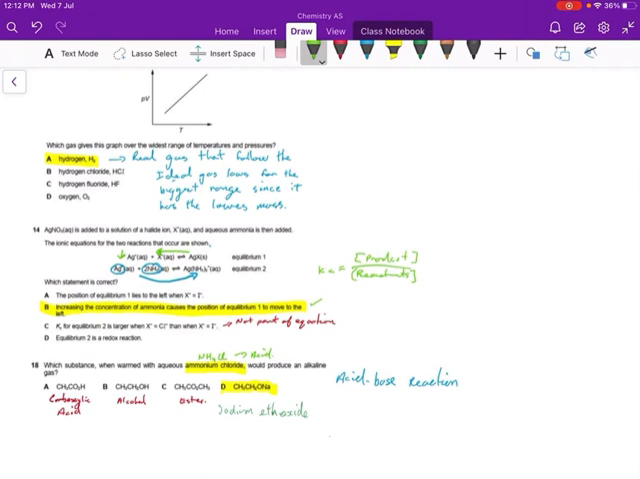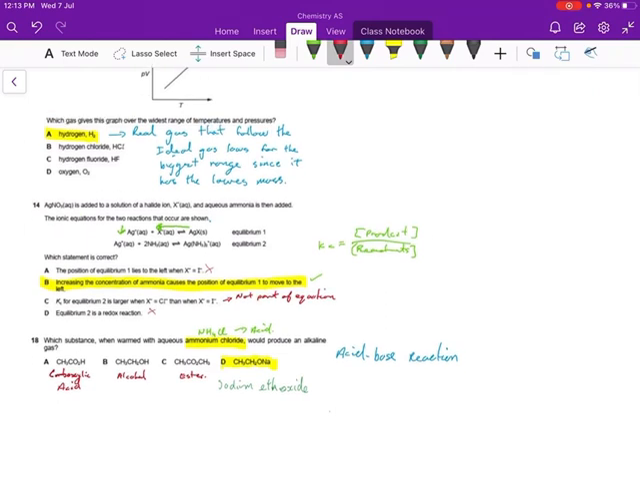And then D, equilibrium 2 is a redox. No, it's nonsense. Ammonia stays ammonia. Silver plus 1 is silver plus 1. So there's no change in any charge. There's no electrons being transferred, so not correct either. Always good to have a look at that.